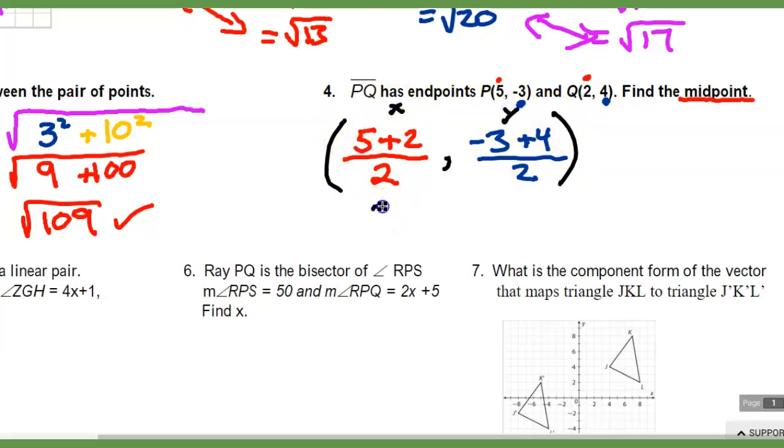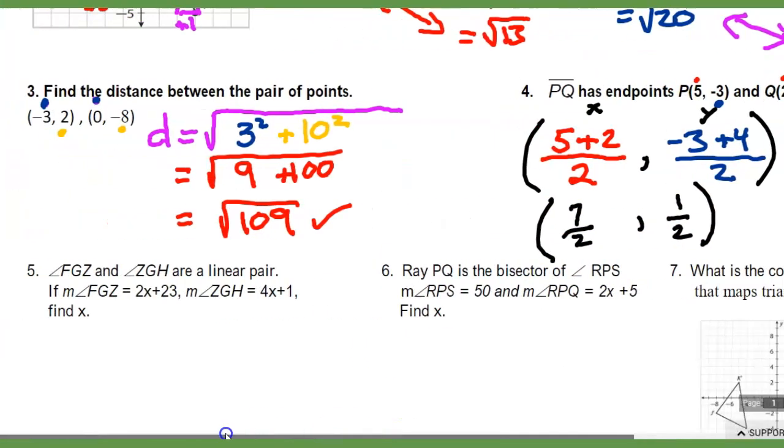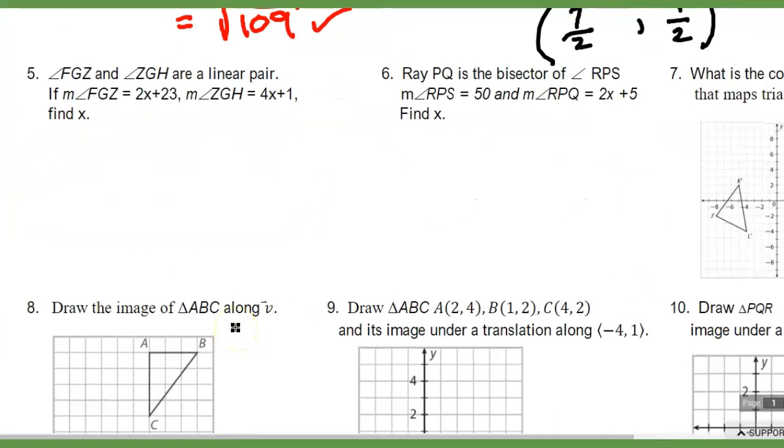So we'll have 7 over 2, 7 halves, and 1/2. And you can just leave those in fraction form. If you really want to, you can convert that to 3.5 and 0.5. Okay, let's keep going. I'm going to do some linear pair review.